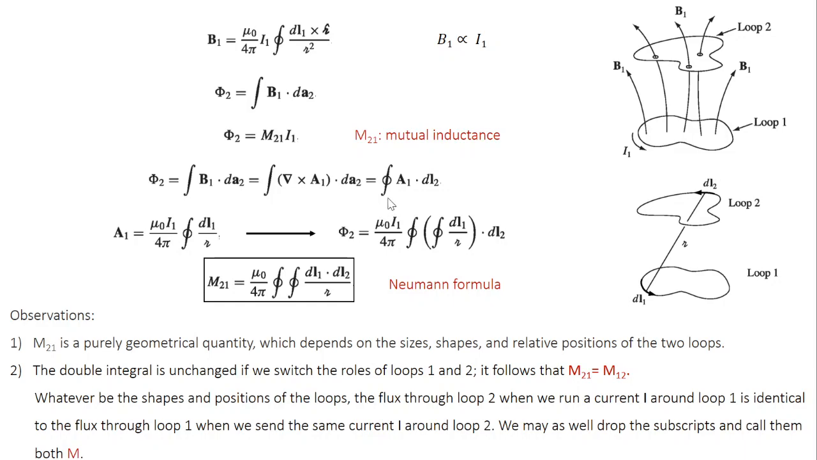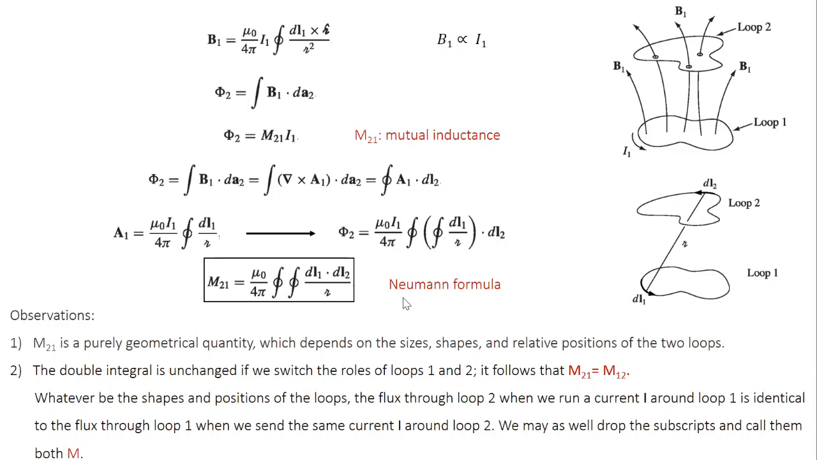Now if you substitute for A1 in this equation, you can write phi 2 equals mu naught I1 over 4 pi double integral dL1 dot dL2 by R. If you compare this equation with this equation, this term is the mutual inductance. So I can write M21 equals mu naught over 4 pi double integral dL1 dot dL2 by R. This is known as the Neumann formula.